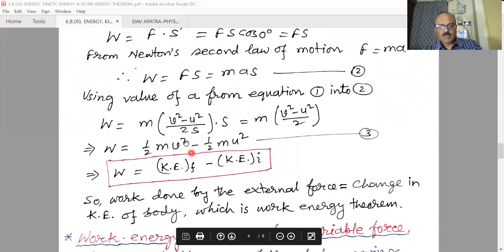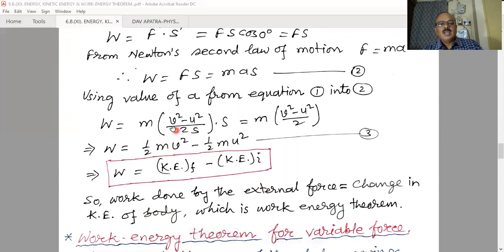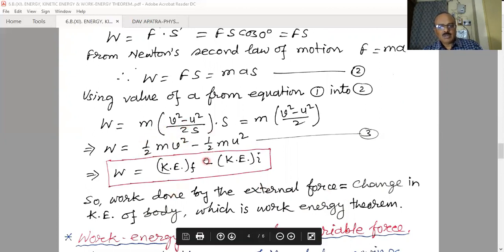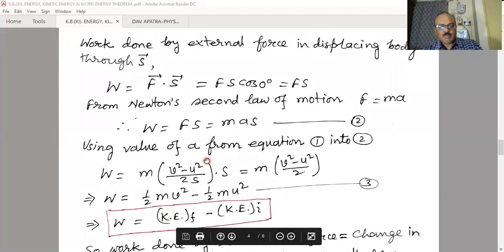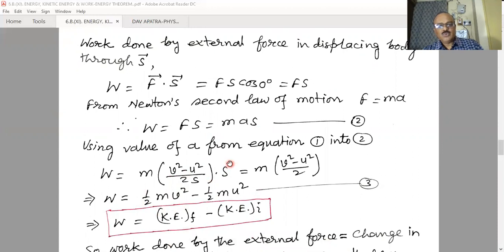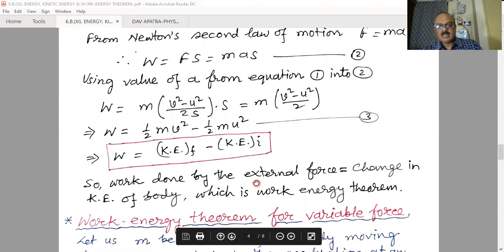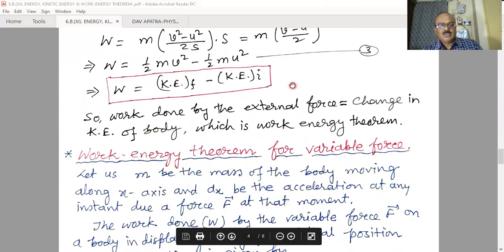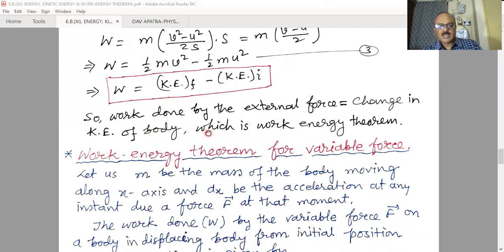Therefore, it is now proved, because we know the formula for kinetic energy: half m v square is the final kinetic energy, and half m u square is the initial kinetic energy, and we obtained this from the work done by this force. The work done is nothing but the kinetic energy change. Therefore, work done by the external force is equal to the change in the kinetic energy of the body, which is the work energy theorem. It is now proved.